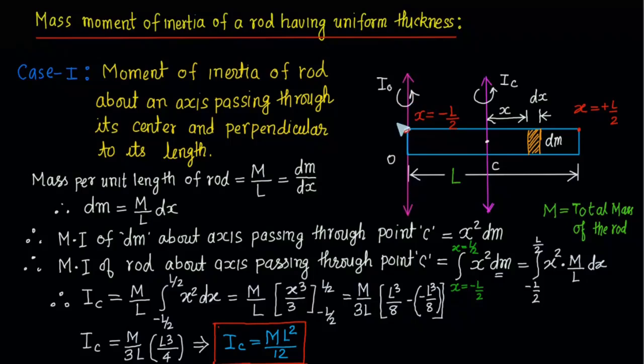Okay, so the next case will be the moment of inertia of this rod about this axis which is passing through one of its ends. Okay, so that is going to be case 2. So case 2 is very simple. So now if you want to get case 2, friends, it is the moment of inertia of this particular rod about this axis.